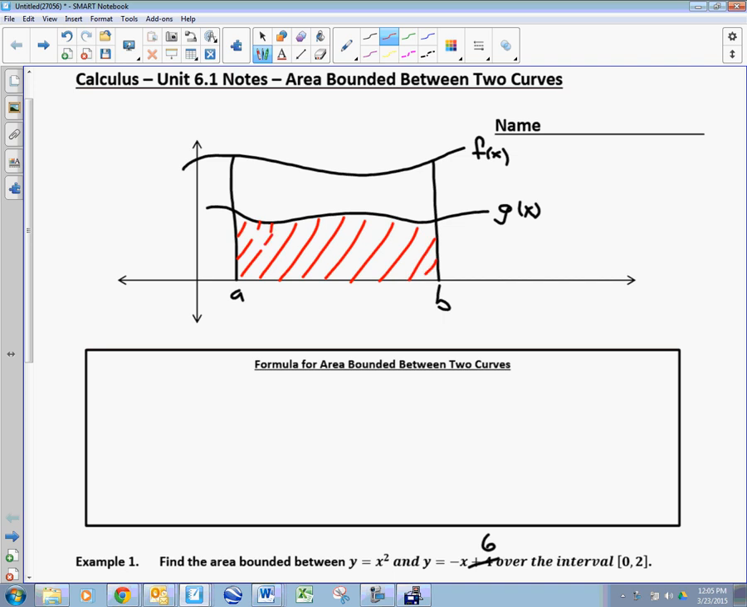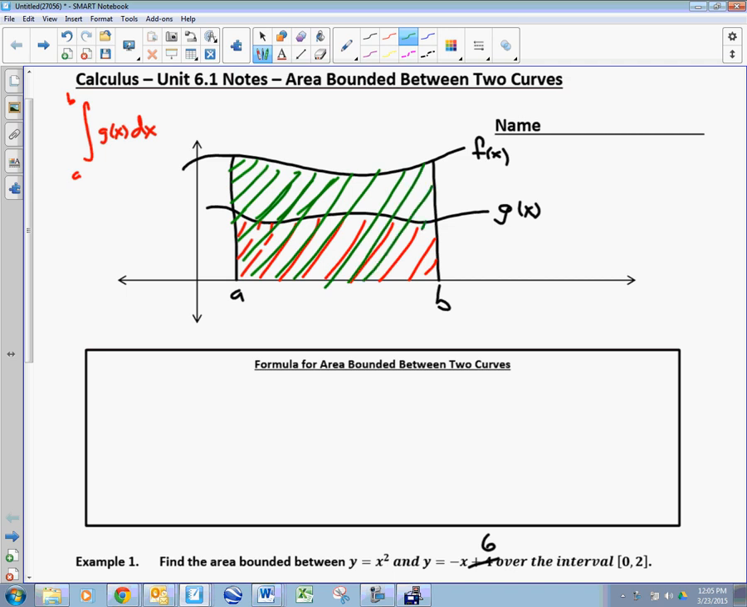The red area would be the area bounded between a and b of g of x dx. The green area is the area from a to b bounded between f of x and the x-axis. We write it like that.